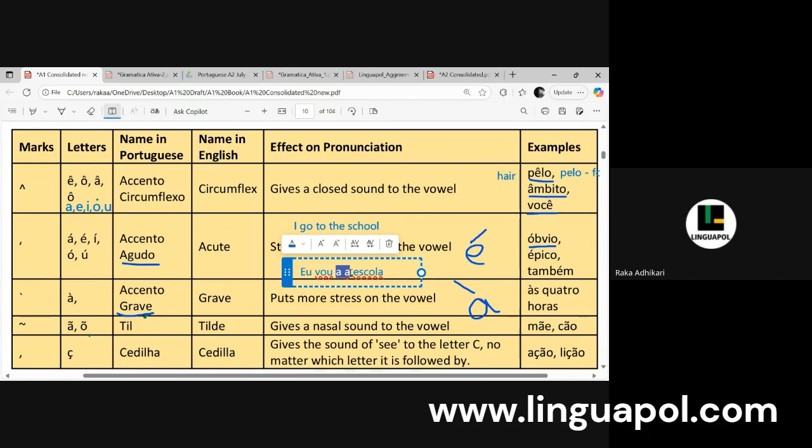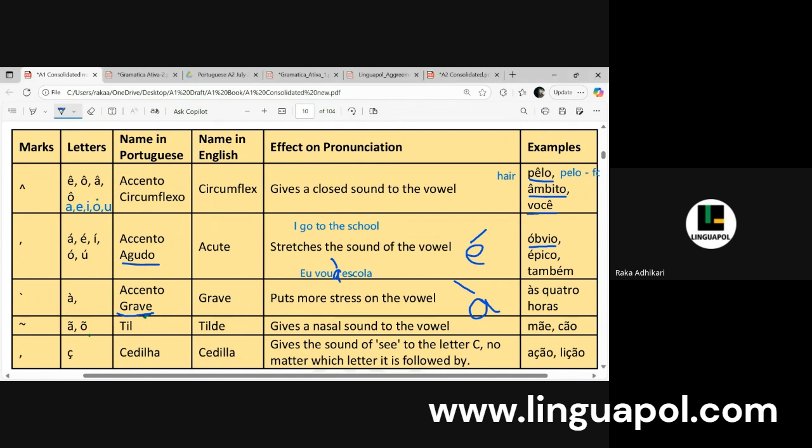Now these will not remain separate. We will not say eu vou a a escola. Definitely we will not say it like that. So here comes the use of accento grave, where we combine these two and we say à. I'm unable to copy the accent from here, so let me just use my pen. Instead of a a, we directly say à escola. Eu vou à escola.